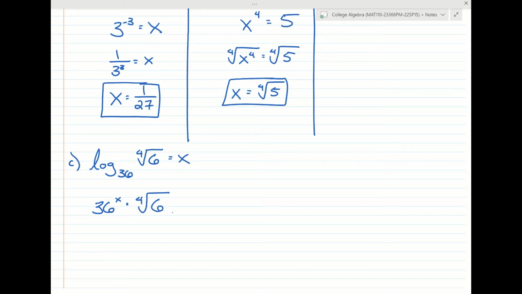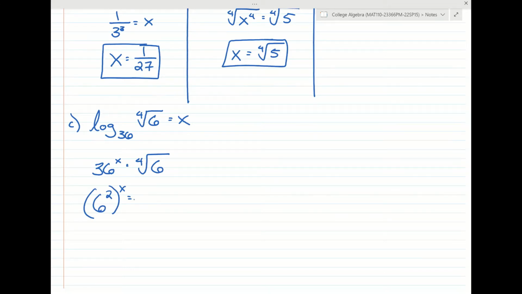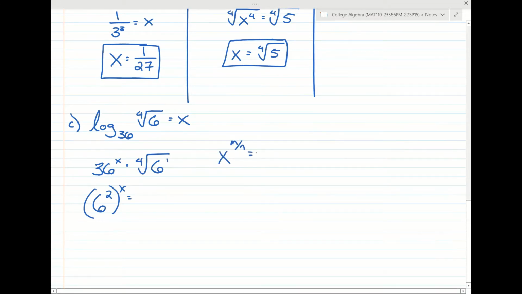We left our last class talking about how to do these kind of problems. We want to try to write them using the same base. 36 and 6, we could write 36 as 6 to the 2nd power. And the 4th root of 6, you have to try to remember a property we talked about before. The property was anytime you have a fractional exponent, this just means radical.